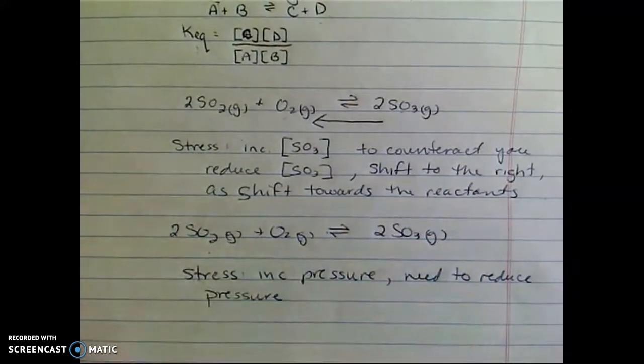So we have to take a look at this. If pressure is caused by collisions, we learned a few things, that if you have more particles in the same size container, so if you increase the number of particles, you're going to increase the pressure.